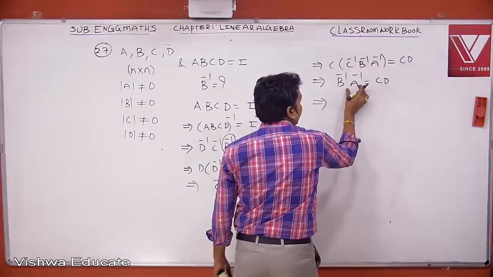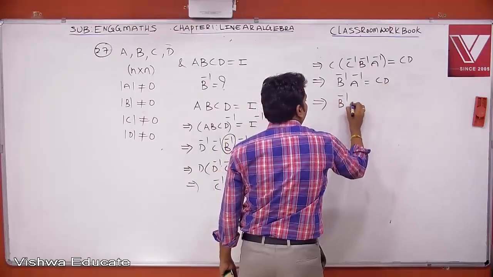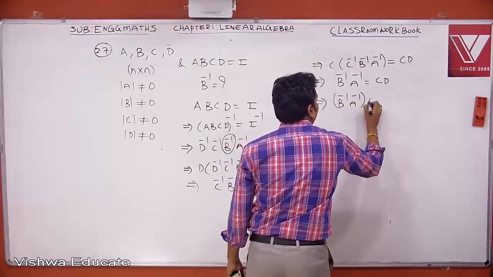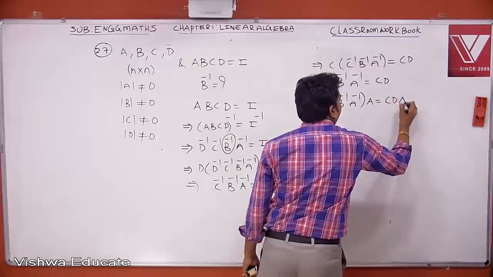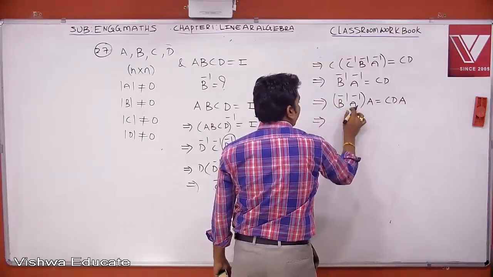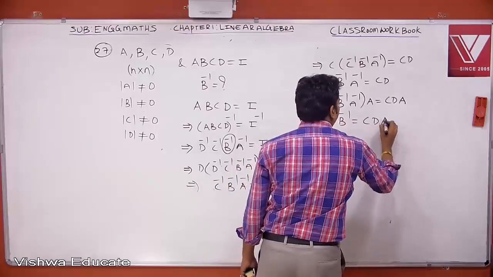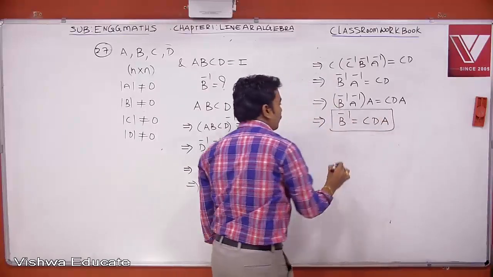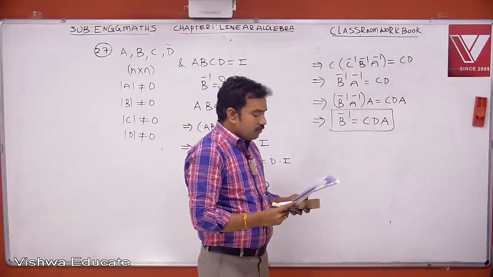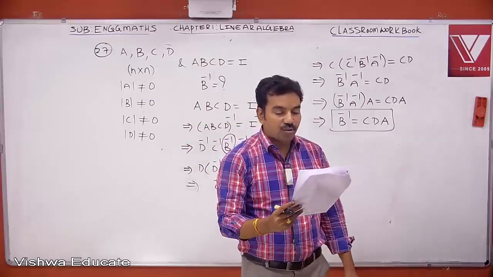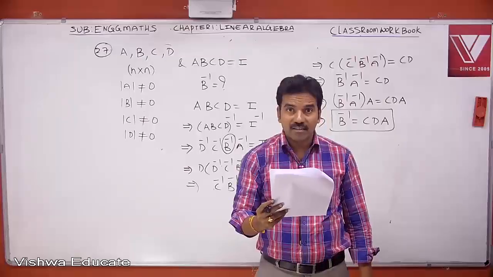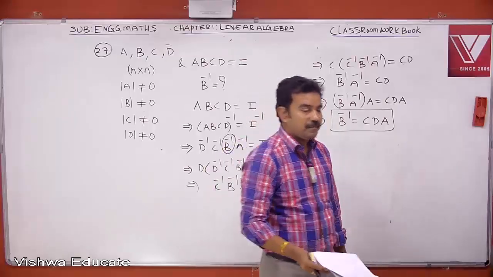Next, you multiply on the right side by A. Order is important for us. So B inverse into A inverse into A equal to CDA. So A inverse into A is I. So B inverse equal to CDA. So the answer for this question is option number B, CDA, option B.